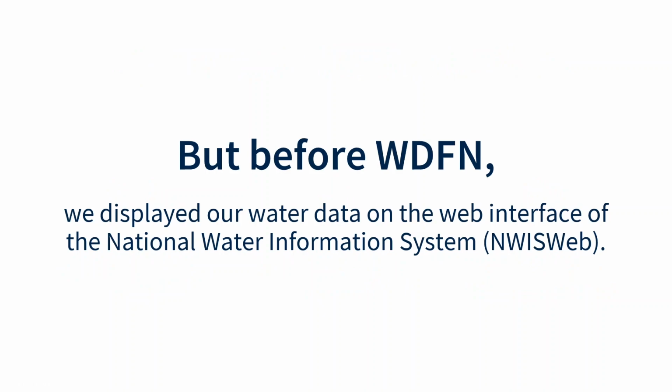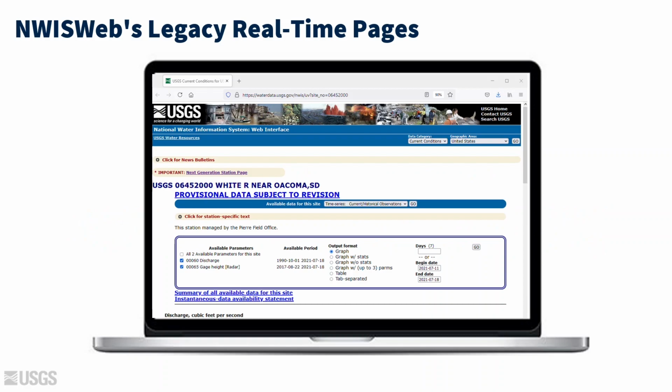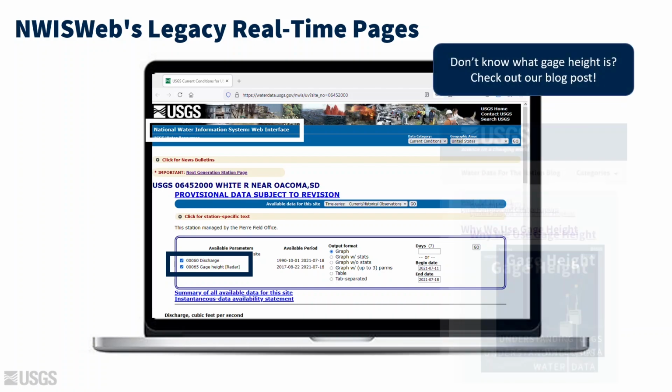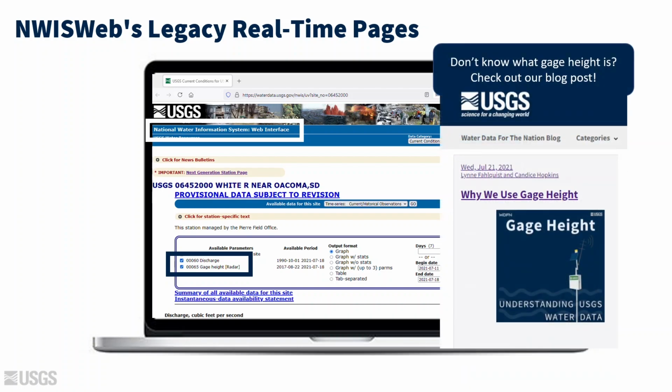But before Water Data for the Nation, we displayed our water data on the web interface of the National Water Information System, also known as NWIS Web. And this is a part of NWIS Web, known as a legacy real-time page. These pages have been around since the 1990s, providing crucial data on water conditions for sites nationwide, like stream discharge and gauge height. Don't know what gauge height is? Check out our blog post on the Water Data for the Nation blog.